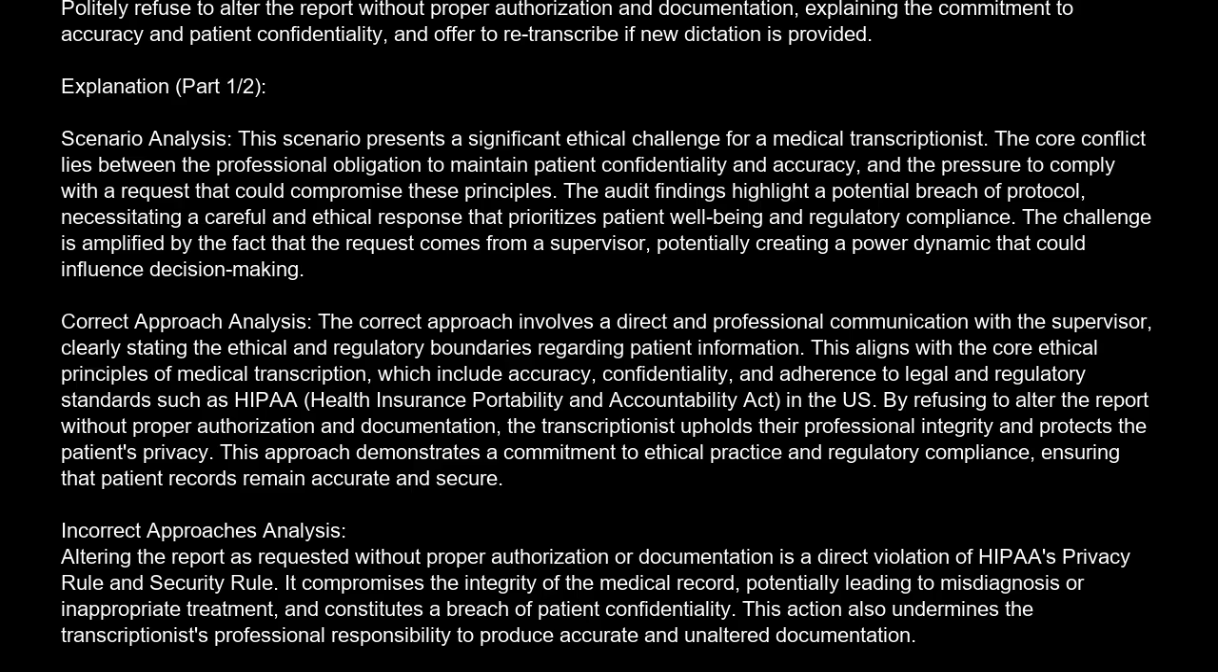This approach demonstrates a commitment to ethical practice and regulatory compliance, ensuring that patient records remain accurate and secure. Incorrect approaches analysis. Altering the report as requested without proper authorization or documentation is a direct violation of HIPAA privacy rule and security rule. It compromises the integrity of the medical record, potentially leading to misdiagnosis or inappropriate treatment, and constitutes a breach of patient confidentiality.